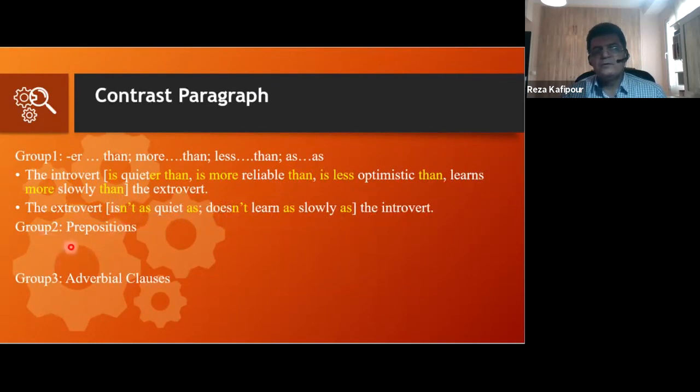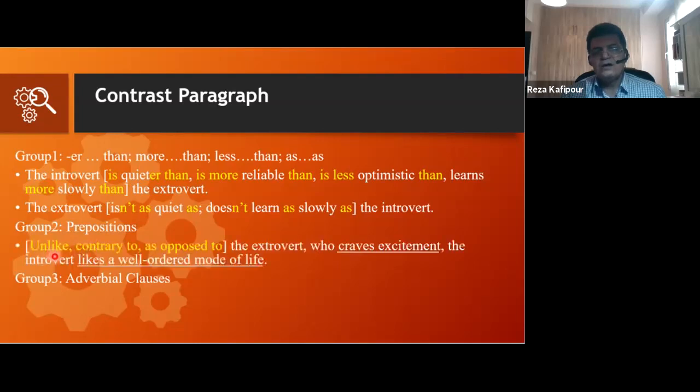The other group is prepositions. So let's see. Using "unlike", "contrary to", or "as opposed to" shows differences between two concepts or persons. For example, unlike the extrovert, comma, who craves excitement, the introvert likes a well-ordered mode of life. So as you see, here we have a dependent clause, but it is not mandatory. For example, we can say, unlike the extrovert, comma, the introvert likes a well-ordered mode of life.